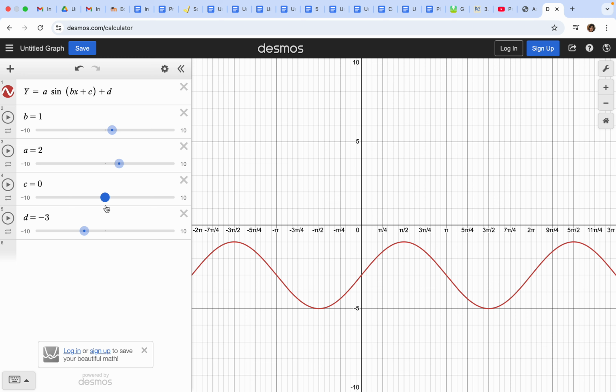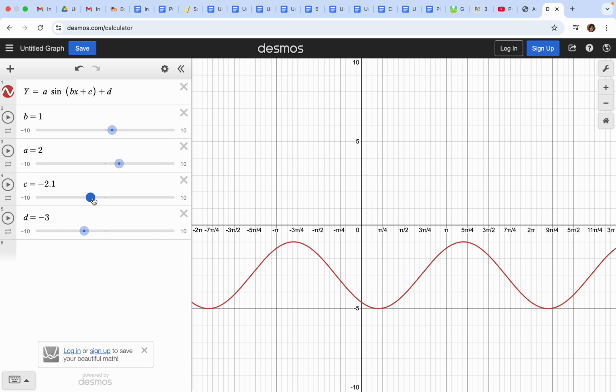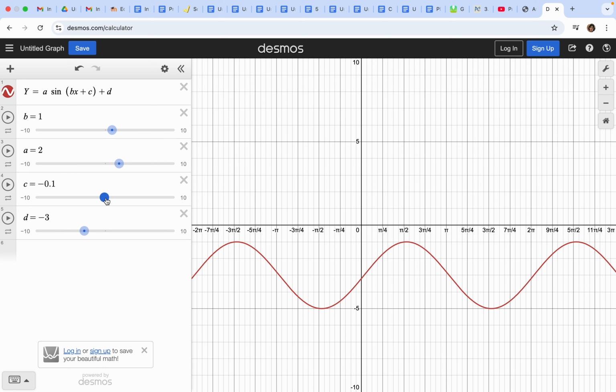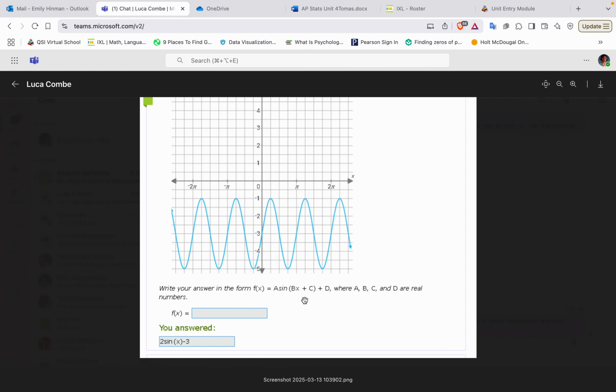We said c is shifting it left to right. See, if I move this, you see how the graph shifts left to right, which sometimes could be back to where it started. All right, so it's not shifting, so we need c is 0. And we did that little calculation to find that if I make b 2, now all of a sudden it goes up and it comes down and it's back where it was at pi. And that is just like the graph here.